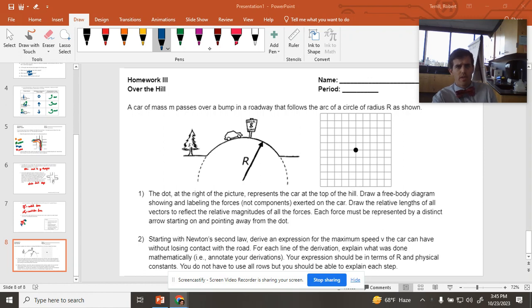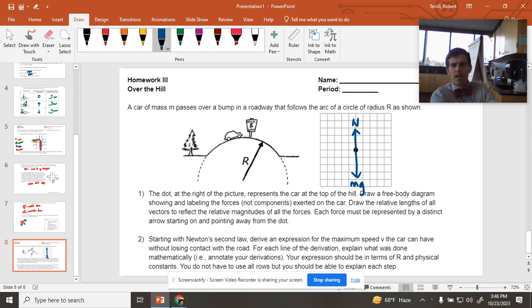All right, so we're doing the video over the hill because that's what Mr. Terrell is. And we got this car going over a bump in the roadway, following the arc. We would want to draw a free body diagram representing this vehicle, and it would just look something like this. It would have mg down and normal up.